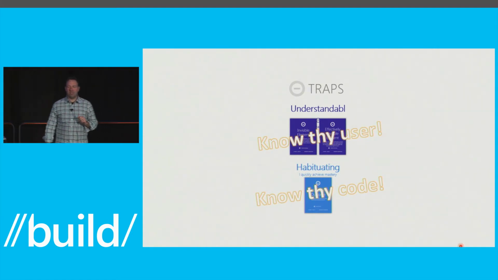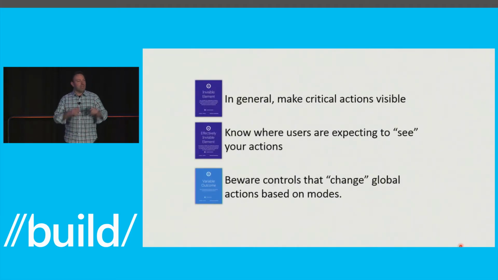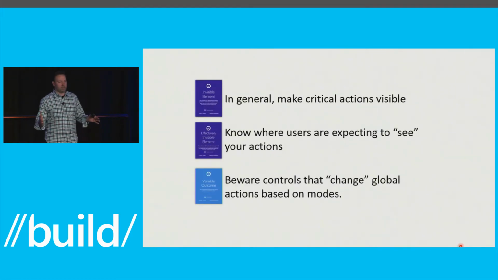All right, so coming a little to the close, and because we have a little more time, a little recap. We covered three traps, and then Steve gave you one more. We got invisible element, effectively invisible element, and variable outcome. In a word, in general, it's probably better to make critical things visible, not invisible. Start gaining some information about where your users expect to see the actions that you are putting into your applications or the things that you make.